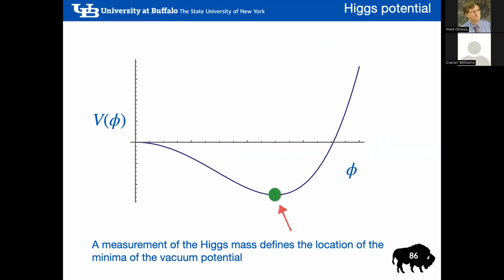So that's the off-shell distribution, the whole distribution, right? Yes. So when the scale gets higher, the mass of the Higgs is also running.